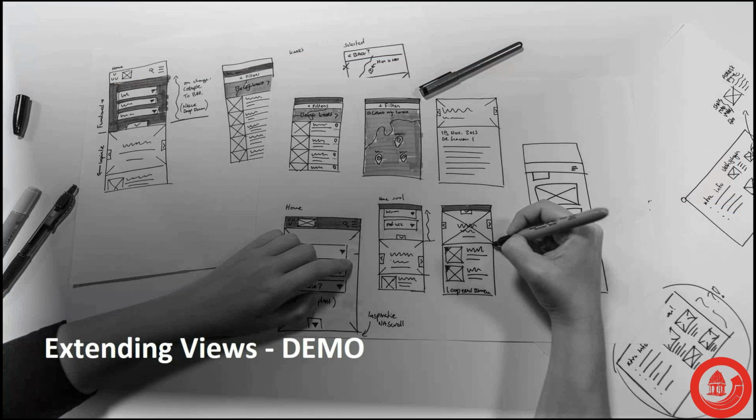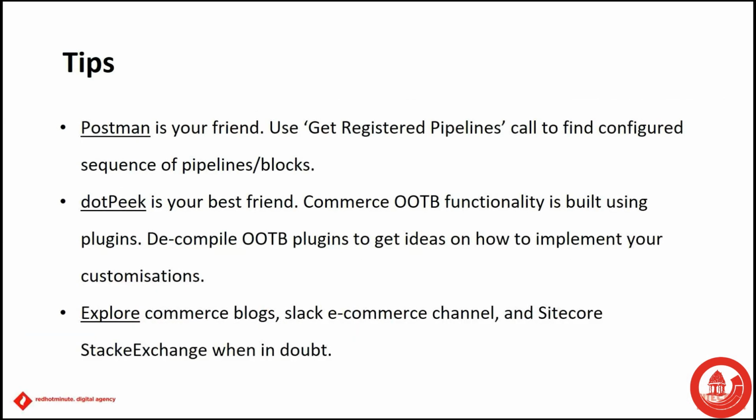Okay. So I think we're almost towards the end. Just a couple of tips over here. So Postman is your friend. You want to use that a lot. Out of the box in the Commerce SDK, there's a Postman collection. A lot of people have questions like, how do I know which pipeline I need to modify or extend? How do I know which block I need to add? So the best place to get started is to use this endpoint called get registered pipelines.